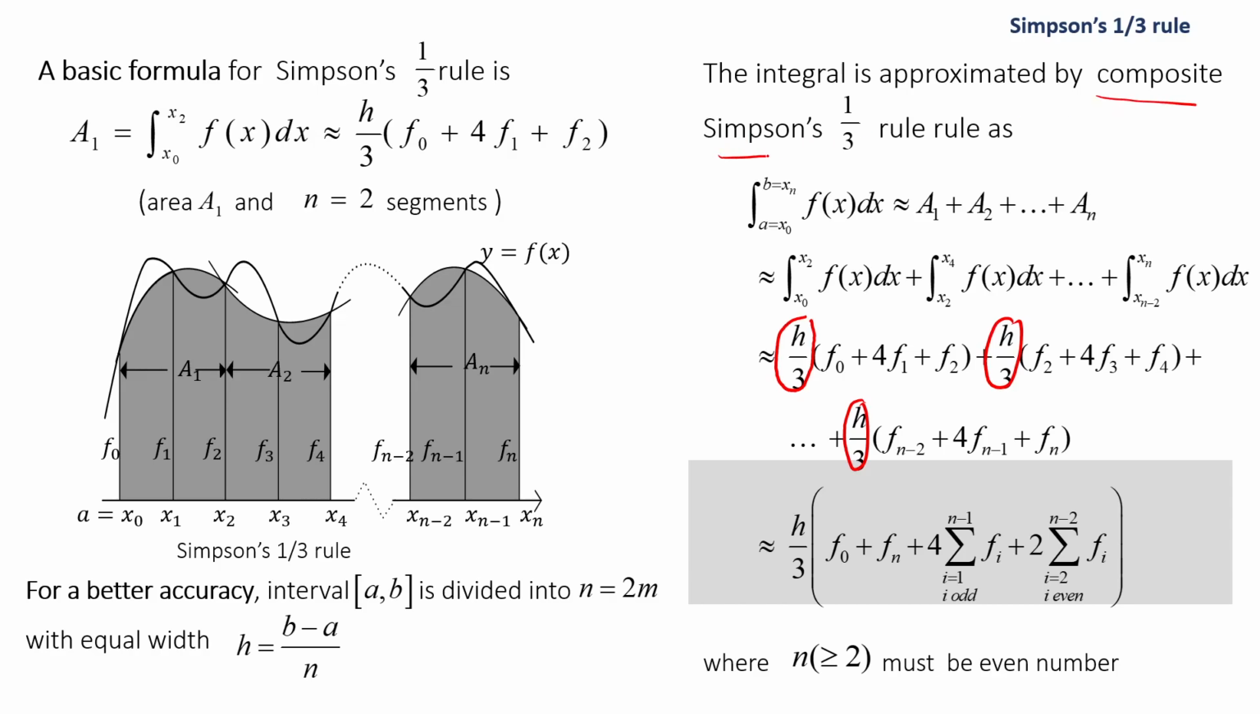It means we take more than 2 segments, and n must be 2m. So n will be an even number, because from 2 you can go to 4, 6, 8, 10, always an even number. It means 2 times m is an integer number. And you notice the starting f, f0, appears 1 time, and fn 1 time.